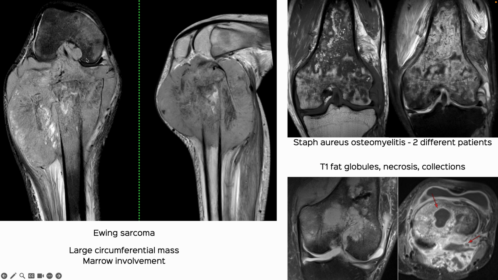So, if you have a large mass here, non necrotic, involving the marrow and circumferential, this is Ewing sarcoma. The only DD would be osteosarcoma. And you have these T1 fat globules here, necrosis in this patient. This is another patient also showing necrotic areas and collections. This is osteomyelitis, and this was Staph aureus in both these patients.